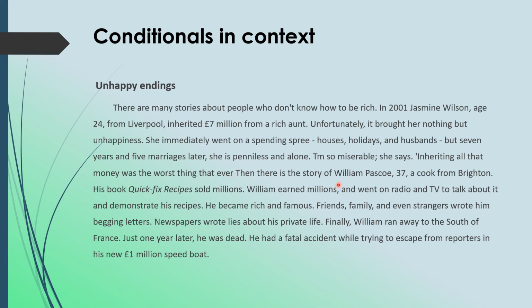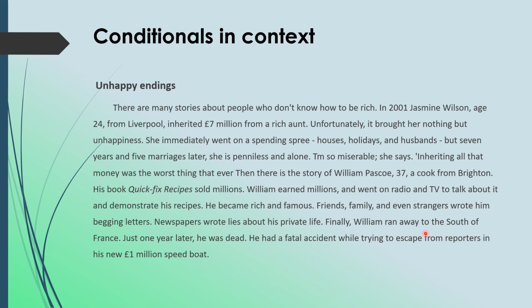Then there is the story of William Pascoe, 37, a cook from Brighton. His book Quick Fix Recipes sold millions. William earned millions and went on radio and TV to talk about it and demonstrate his recipes. He became rich and famous. Friends, family, and even strangers wrote him begging letters. Newspapers wrote lies about his private life.